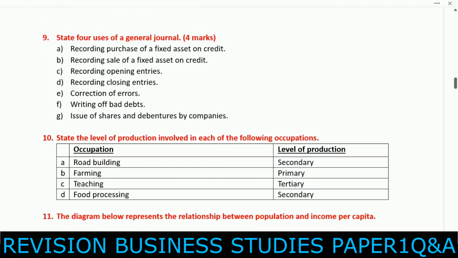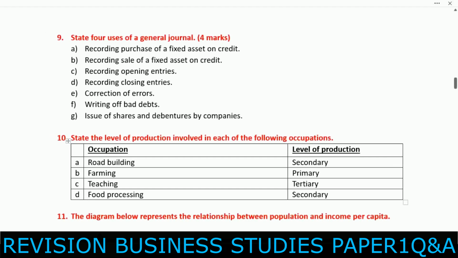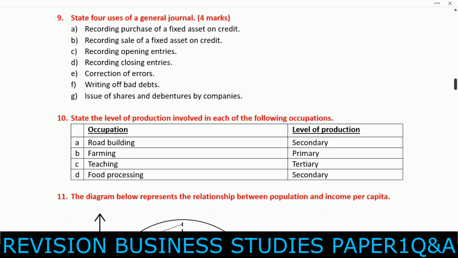Next, number 9, you are told to state 4 uses of a general journal. Uses of general journal. A, recording purchase of a fixed asset on credit. Number 2, recording sale of a fixed asset on credit. C, recording opening entries. Next, recording closing entries. Next, correction of errors. Next, writing off of bad debts. Next, issue of shares and debentures by companies. Let's go to number 10.